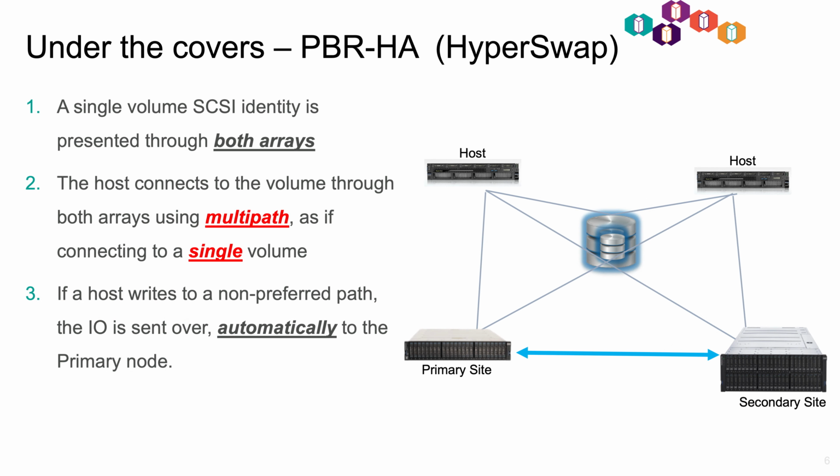And you'll see that right here where we've got the host on either side and they're going to connect to the volume using their multipath or ALUA driver. And it's just to a single volume as far as they're concerned. So the applications above them don't know anything. It's just all these surviving paths. In case one goes away, it uses other ones. And if the host uses a non-preferred path, then the I/O is sent over automatically to the other side. Not a problem. We have that intelligence.